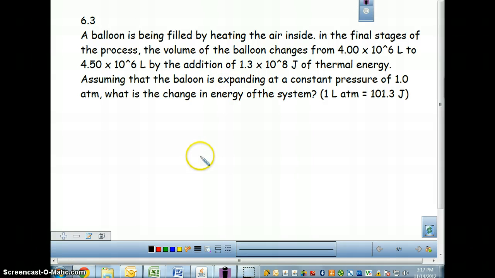The following is an explanation of example 6.3 found on page 247. We are told that we have a balloon that is being filled by heating the air inside. We're making a hot air balloon.